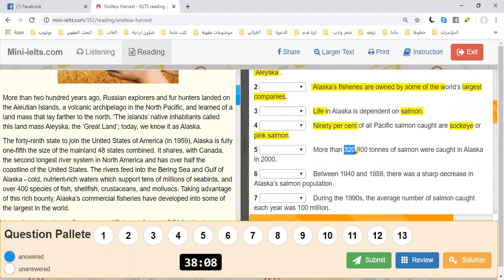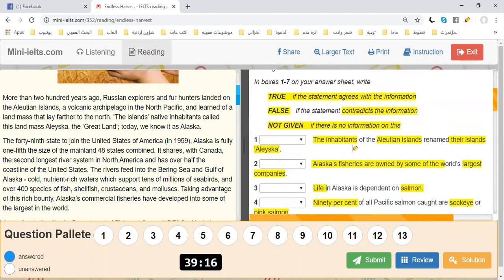Five, more than 320,000 tons of salmon were caught in Alaska in 2000. This is an important number and it's easy to find in the passage. So we have a number and a year, and a type, that's salmon. Six, between 1940 and 1959, there was a sharp decrease in Alaska salmon population. So we have a period of time, the 40s and the 50s. Finally, the last point, during the 1990s, he is asking about the average number of salmon caught each year was 100 million.